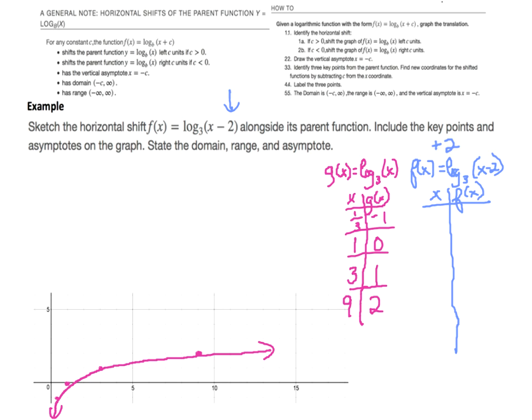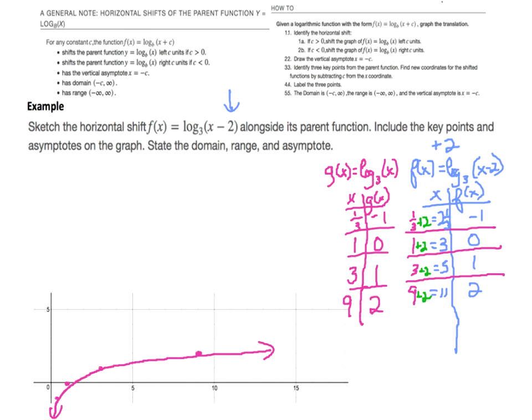So I start with my regular input from my parent, 1/3, 1, 3, and 9. And then I have my translation of 2. And that gives me my new x values of 2 and 1/3, 3, 5, and 11, and my y values don't change. I have done no translating in the vertical direction.